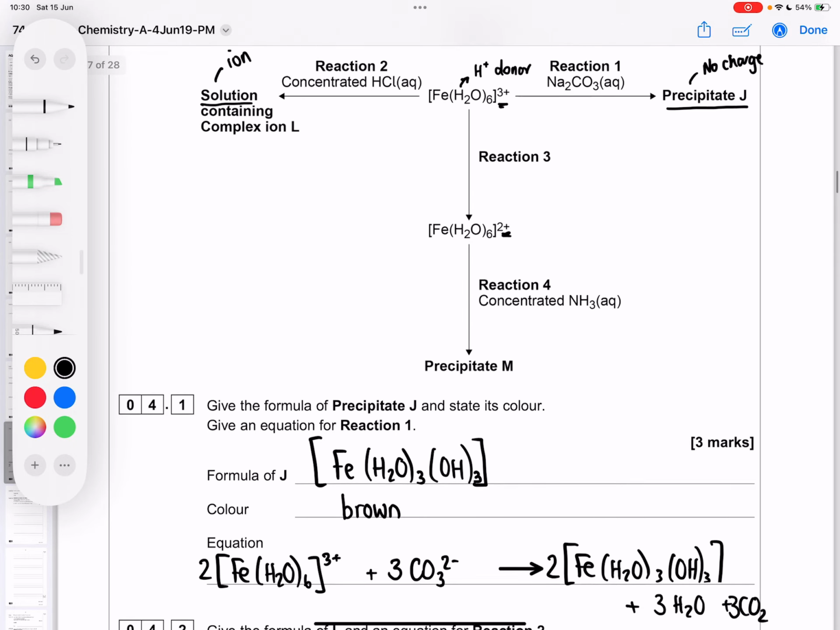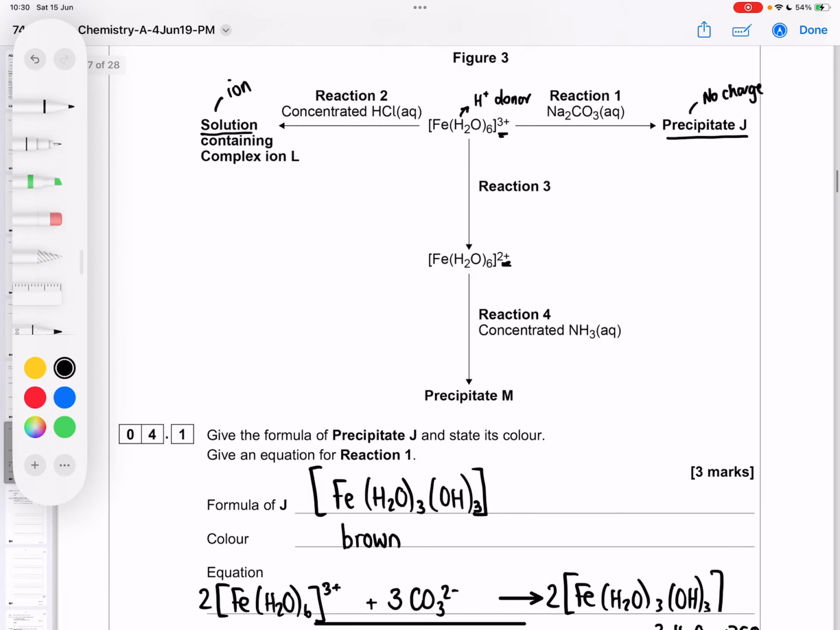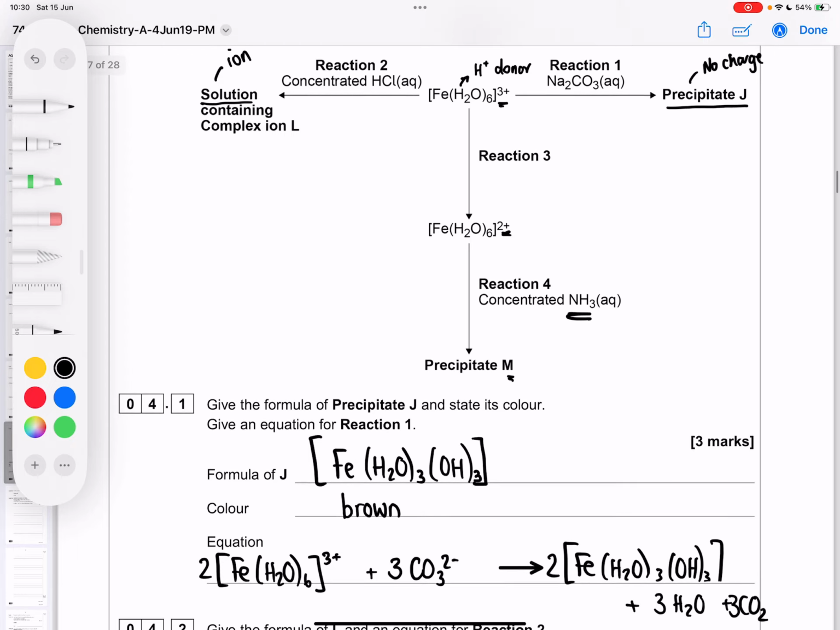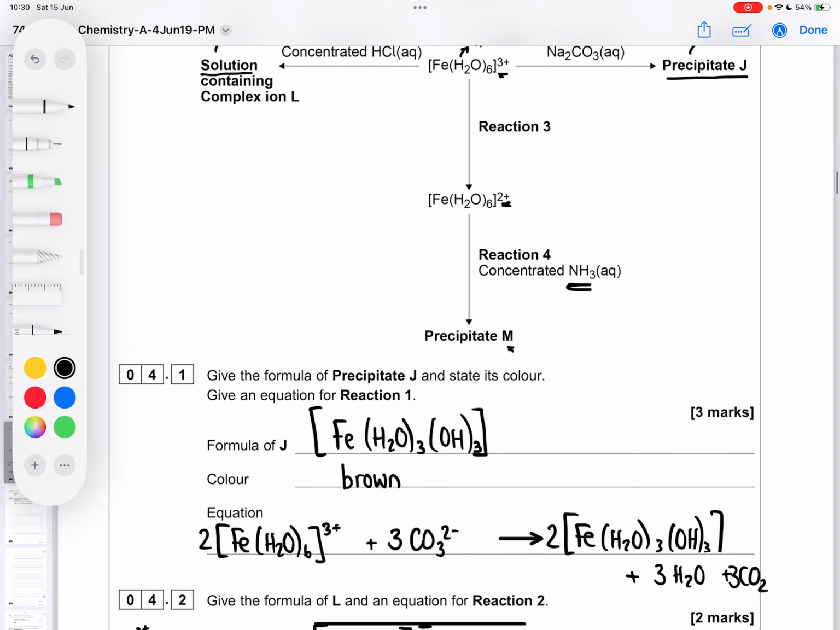So scroll back up. M is when the iron 2 complex reacts with ammonia. Now, ammonia is a tricky one because it could be ligand substitution, or it could be acting as a base, and therefore Fe2 plus is acting as an acid. Here, because we're making a precipitate, it's not ligand substitution. If it was ligand substitution, we'd still have a solution at the end. So ammonia is going to act as a base and accept H pluses from our complex. Now because this is 2+, it's going to donate 2 H pluses.